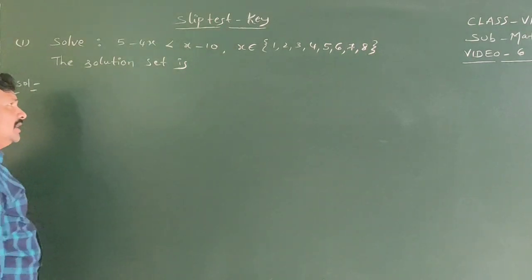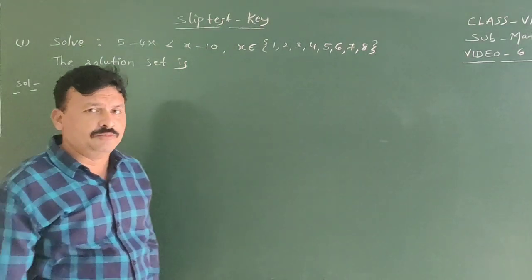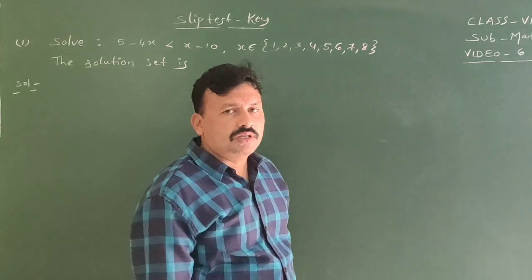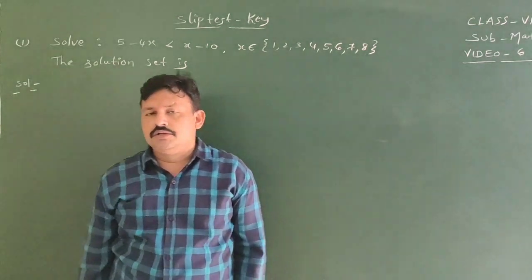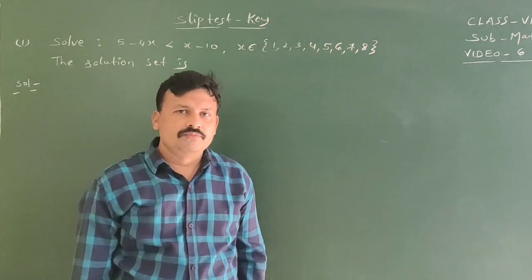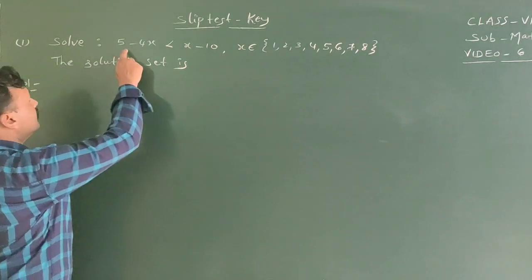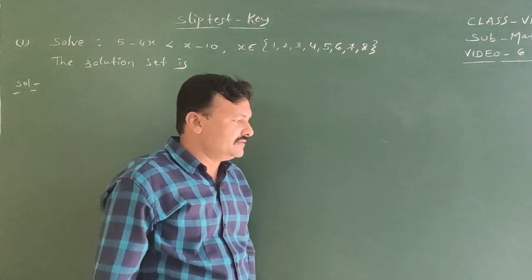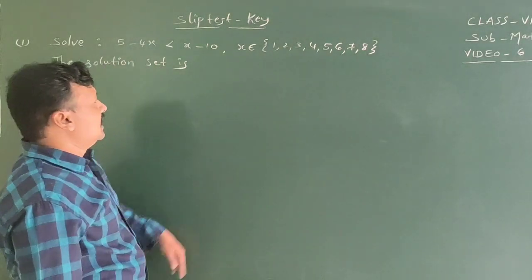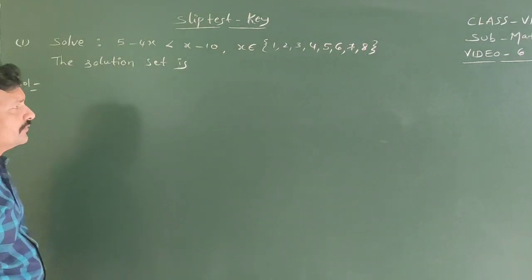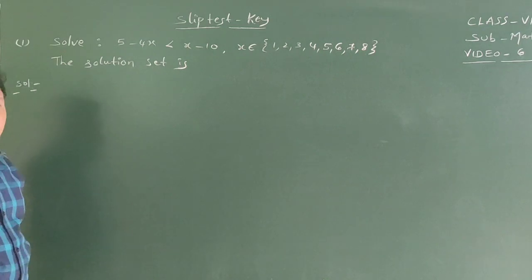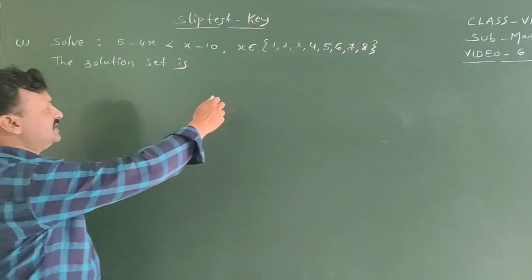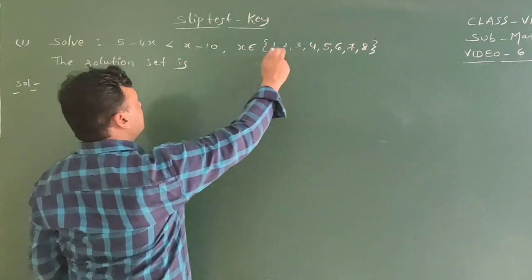The slip test contained 15 problems. In those 15 problems, the first one is: solve 5 minus 4x less than x minus 10, and x belongs to {1, 2, 3, 4, 5, 6, 7, 8}. The replacement set is given. From that replacement set only we need to find the solution.